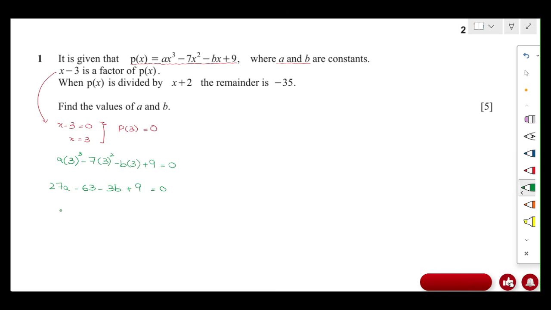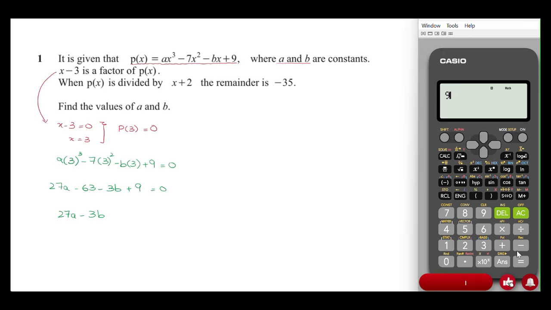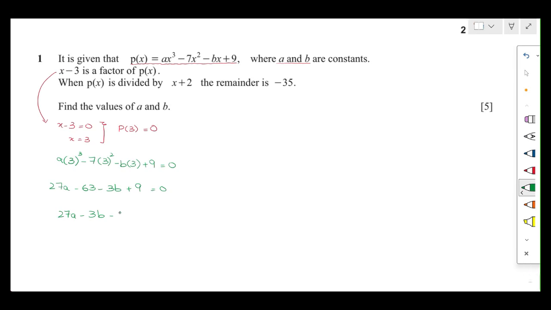So now 27 is the coefficient of a, negative 3 is the coefficient of b, and from 63 minus 9, okay, 9 minus 63, this is negative 54. So negative 54 equals 0, or we can say 27a minus 3b equals 54. That is my first equation.